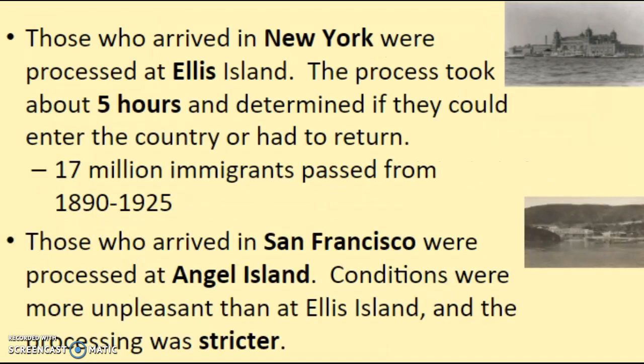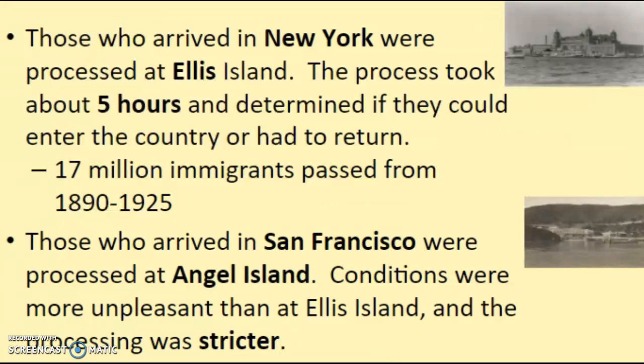Those who arrived in New York were processed at Ellis Island. The process took about 5 hours and determined if they could enter the country or had to leave. 17 million immigrants passed from 1890 to 1925. Ellis Island was also known as the Golden Door. It was an island in the New York Harbor. At Ellis Island, each immigrant had to pass a physical and then prove they were not a felon, demonstrate they could work, and have $25.